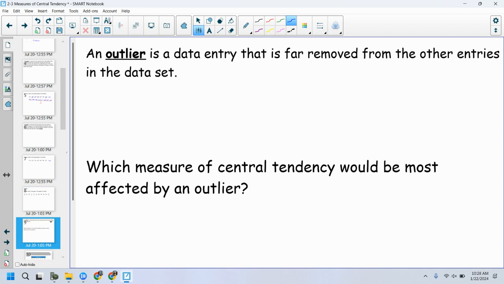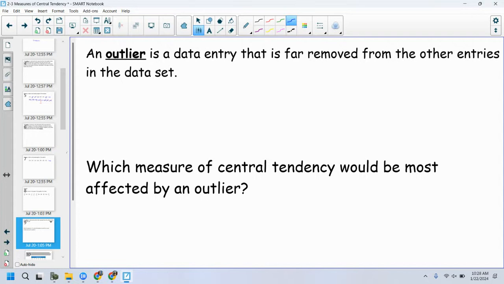All right, an outlier. An outlier is a data entry that is far removed from the other entries in the data set. I think I may have wanted to talk about outliers using stats because there's a 36-year-old in that class, which I would assume is like I put myself in that class when I started this. So I think I wanted to talk about an outlier there.